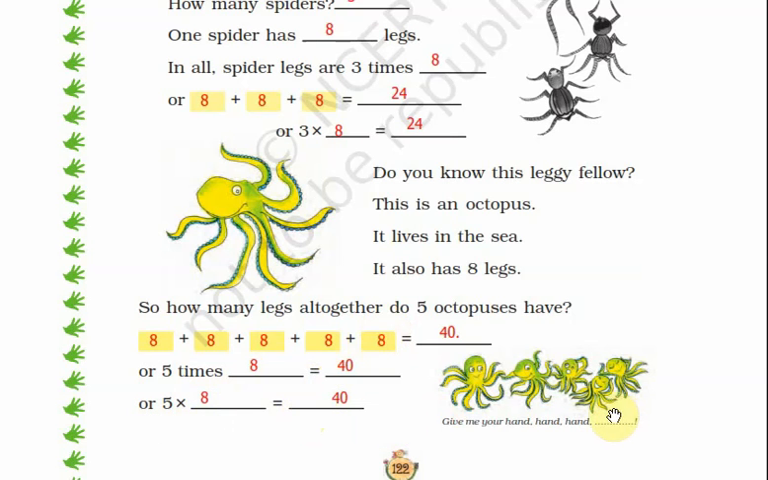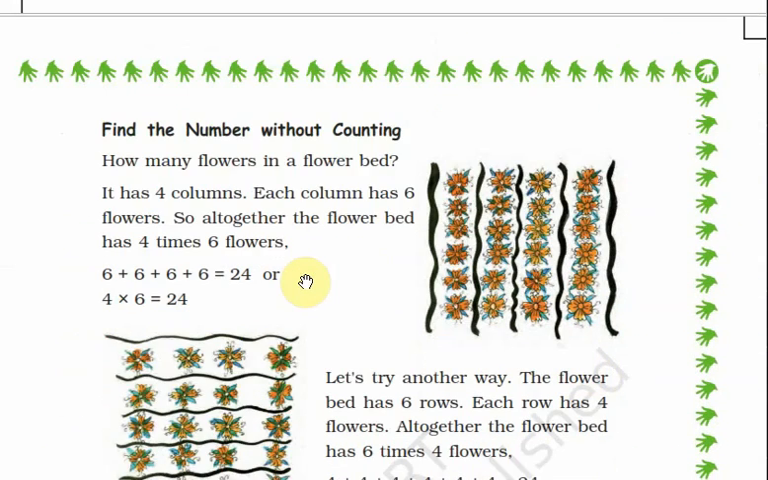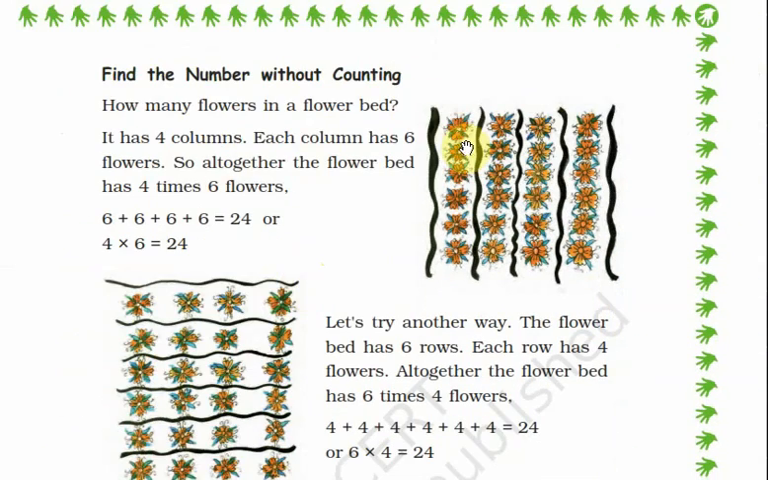Otherwise 5 8s are 40. So 8 octopus have 40 legs. Okay. Now we have to find the number without counting. In the next page, you have to find out the number without counting. You should not count like this 1, 2, 3, 4, 5, 6. No need of counting, but you have to find the number without counting.